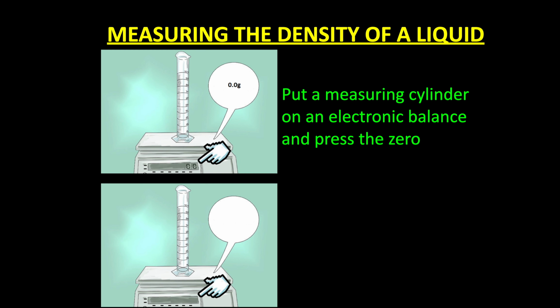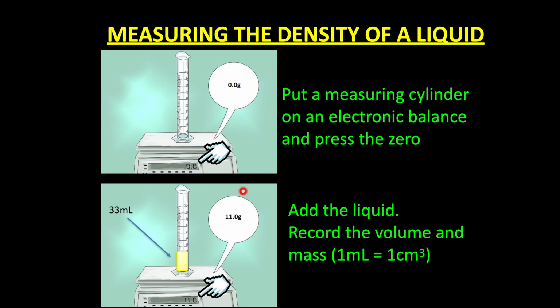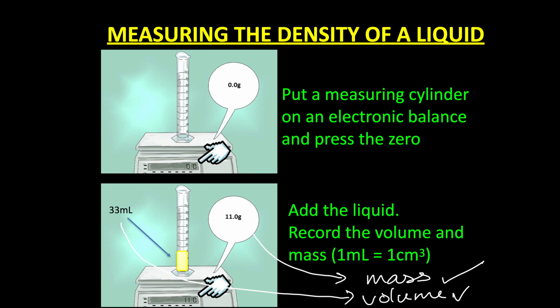Next, we're going to add the liquid, like so. So we can see the mass directly from the balance here, and we can see the volume of the liquid from the graduated column on this measuring cylinder. Because we've got mass and we've got volume, we can easily find the density.